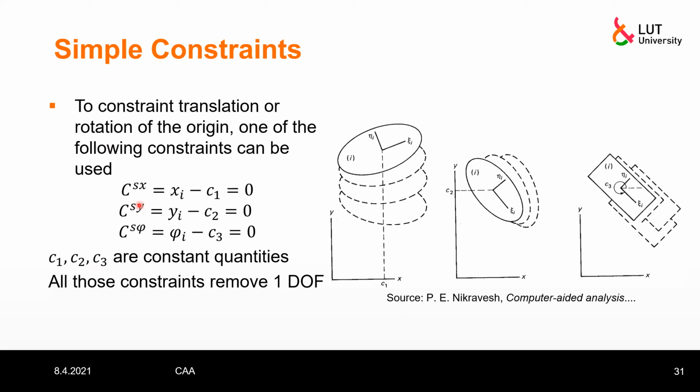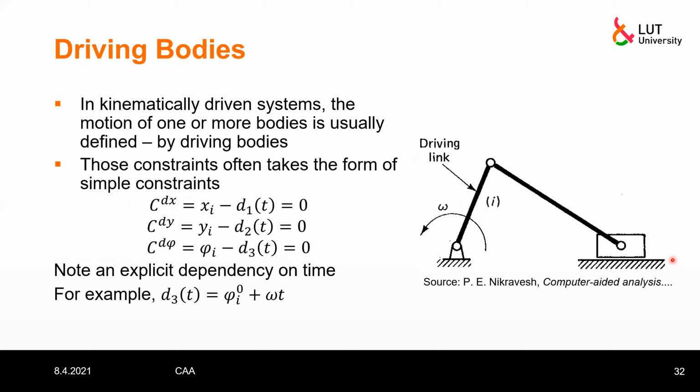So by constraining x, this body can move up and down and rotate. By constraining y, that body can also move here left and right and also can rotate. And by constraining the angle, the body can move in x and y, but it cannot rotate in any of the directions, so it must preserve its orientation for the whole simulation time.